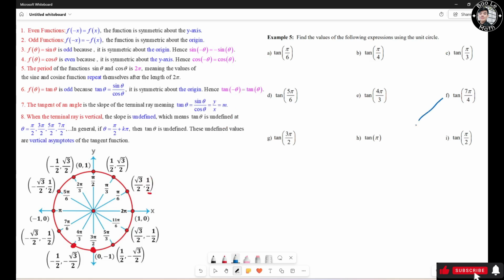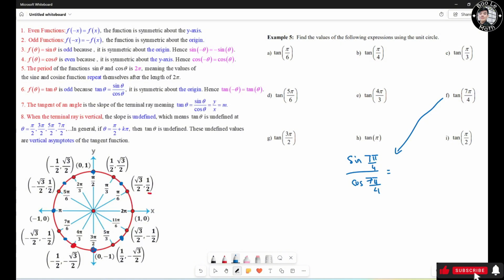Now let's take a look at this one. Tangent of 7 pi over 4 equals sine of 7 pi over 4 divided by cosine of 7 pi over 4. Now pi over 4 is going to be half of the first quadrant. This is 2 pi over 4, this is 3 pi over 4, this is 4 pi over 4, this is 5 pi over 4, this is 6 pi over 4, and this is 7 pi over 4.